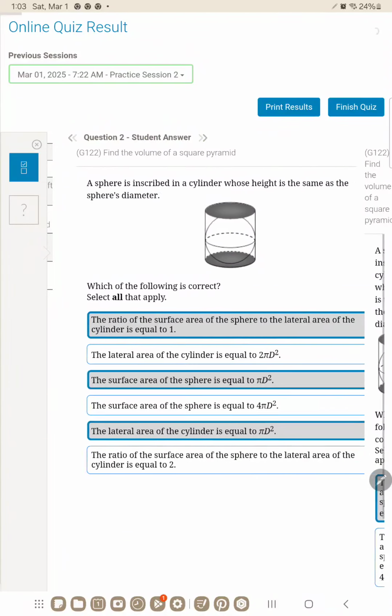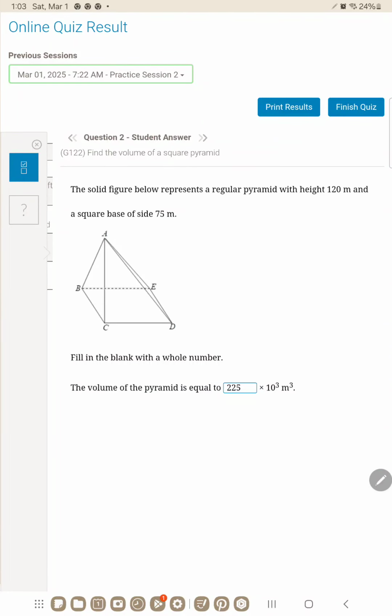Now, moving on to the next question. This entire quiz is formulas and memorization. So here you have a pyramid. Now, the volume of a pyramid is, volume equals 1/3 pi r squared. Wait, it's volume of a pyramid. Sorry, my bad. I thought it was a cone. Anyways, volume is a third area of the base times height. Area of the base, since the base has a side of 75, so it's 75 squared, since it's a square, with height 120.